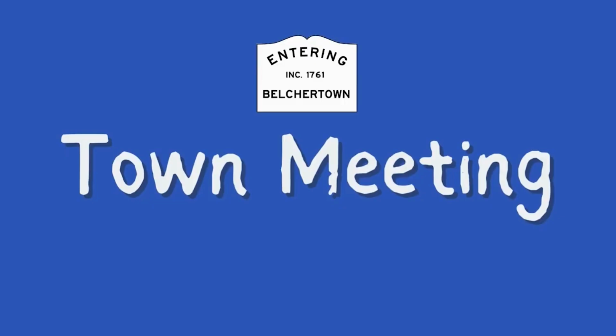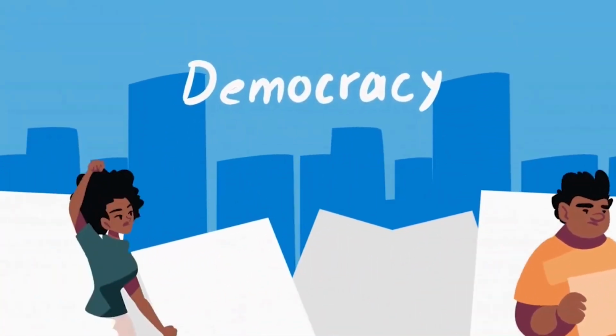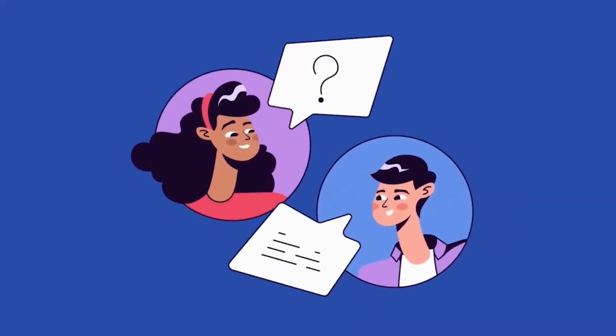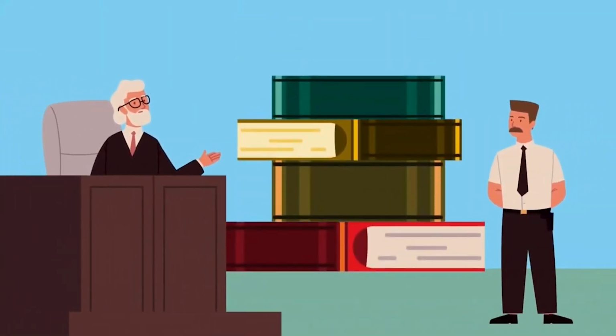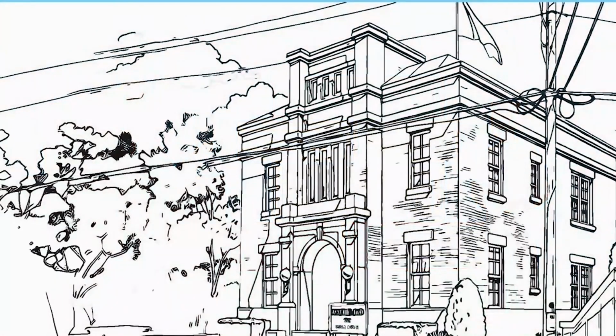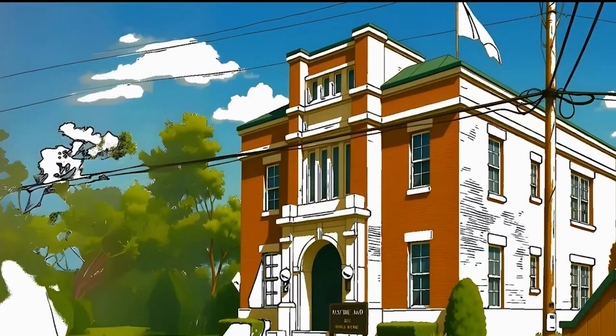Let's talk about town meeting. Town meeting is a form of democracy where you, your neighbors, and town leaders have a direct say in the town budget, pass bylaw amendments, and set the salaries for town employees. It's not just a meeting, it's also the legislative body for the town of Belchertown.